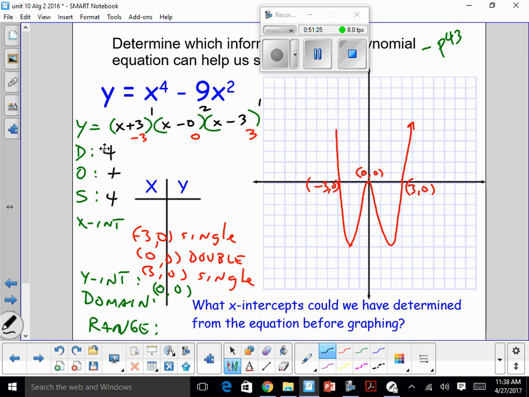Last part. The domain, Marcos, what do you think the domain is? Yeah, it just goes from left to right. Someone tell me what the range is going to be. Negative 20.25, and it goes up forever and ever to positive infinity.